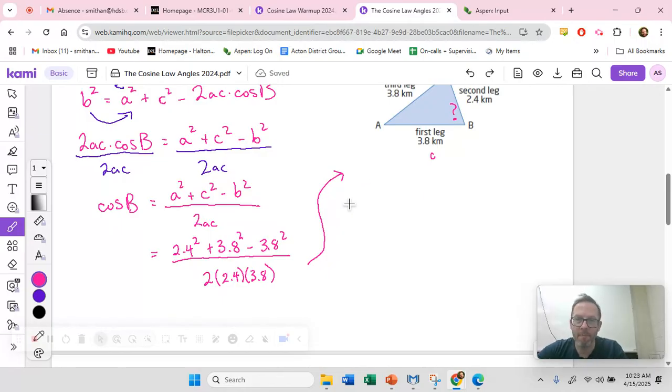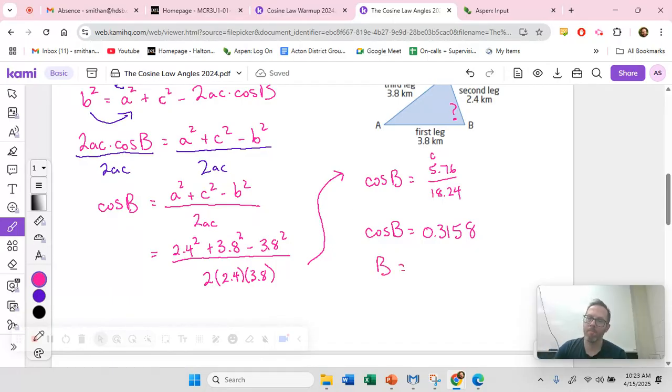So the cosine of B is equal to, I got 5.76 on the top, on the bottom, 18.24, and then we divide those and get the decimal. .3158 if we round correctly. Yep, and then inverse cosine gets us the angle. And I got about 71.6 degrees.